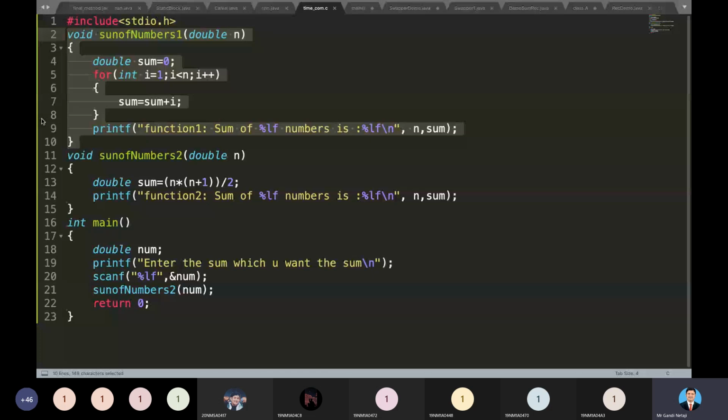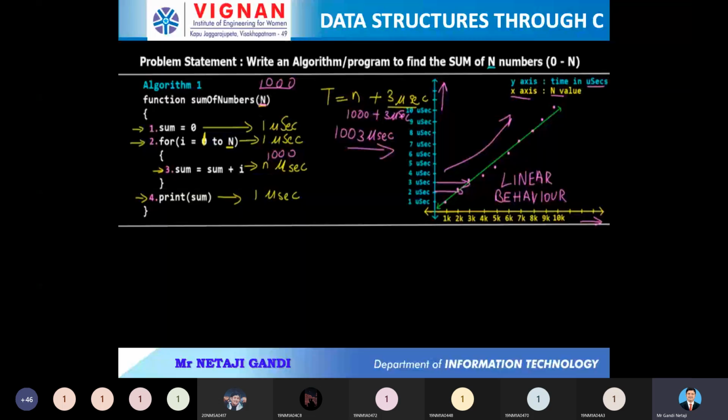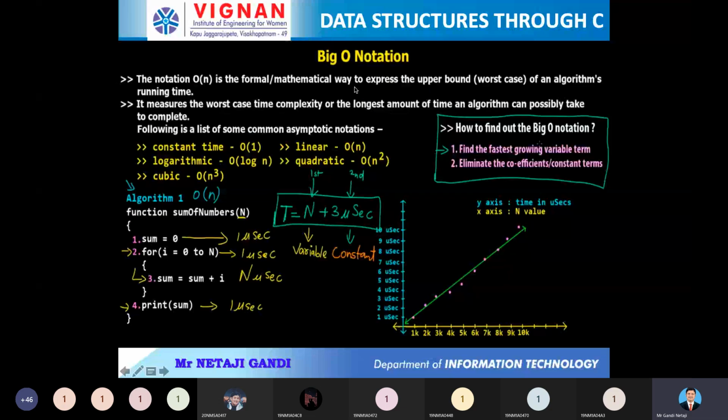So now coming to that, what is big O notation? This is one type of notation. The big O notation finds the upper bound. Upper bound means n square, n cube, and so on. Only the upper bound we can calculate. So it measures the worst case time complexity, the longest amount of time an algorithm could take to complete. So don't worry about that. This is already done.